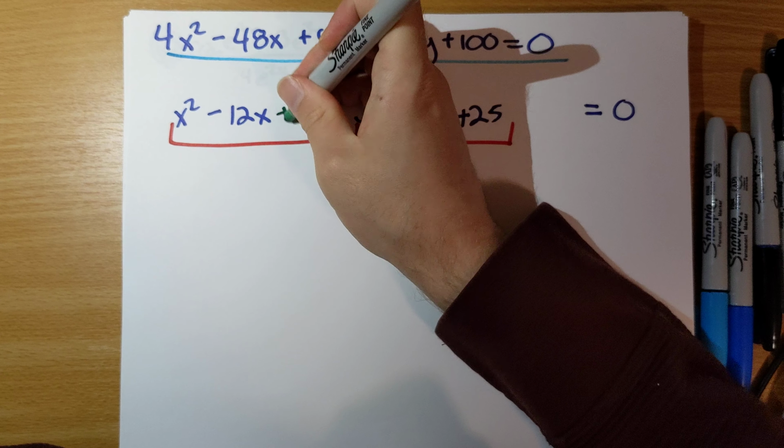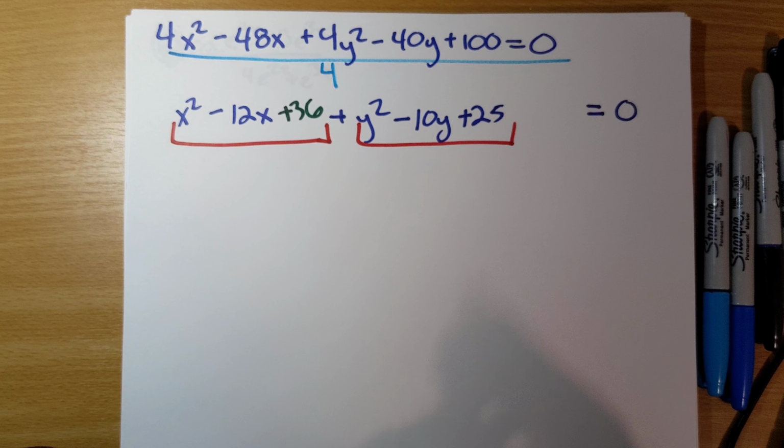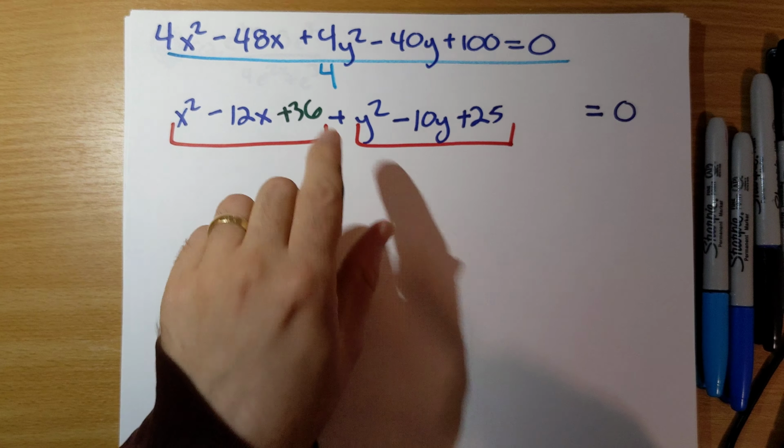This first one, we're going to add 36 here. How do we come up with 36? We take the coefficient of the linear term, negative 12, divide it by 2, negative 6, and square it. Negative 6 squared gives us positive 36. If we add 36 to the left, we better add 36 to the right. And this becomes x minus 6 quantity squared.